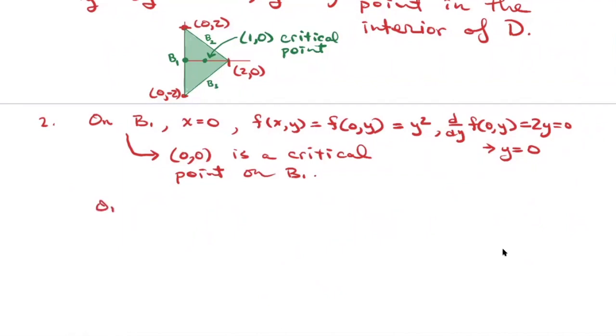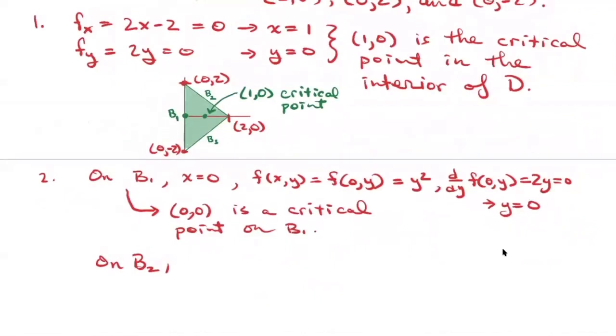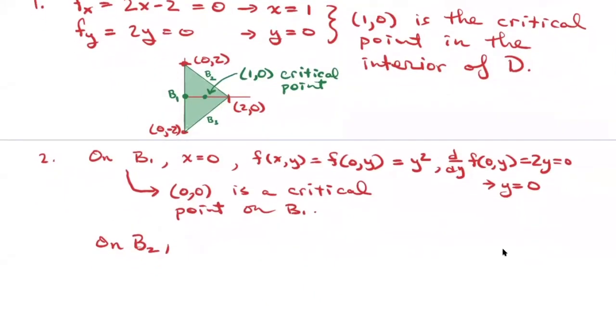So on B2, let's see if we can think. Slope is -1, the y-intercept is 2. So this is y equals 2 minus x. Okay, so f of x, y is f of x comma 2 minus x, like that.